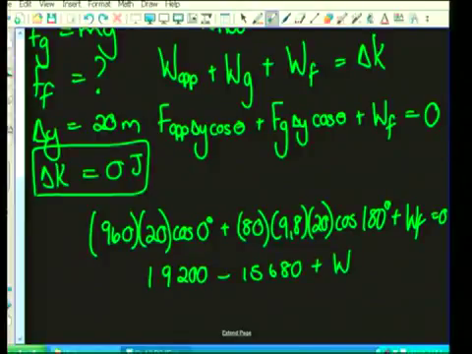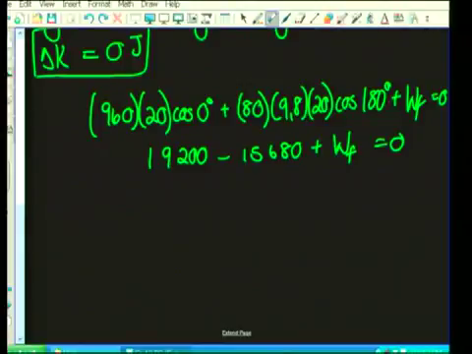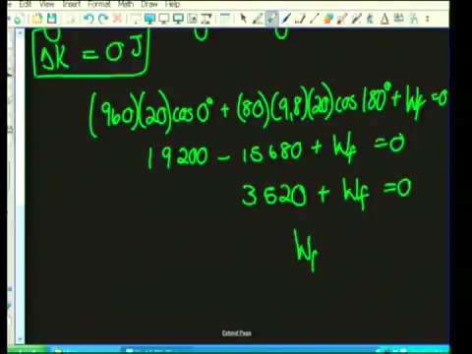Okay. Now, it's minus because cos 180 is minus 1. So be careful. This means that now, if I take this, here I get 3,520 plus work done by friction, which is equal to 0. So work done by friction is minus 3,520 joules.